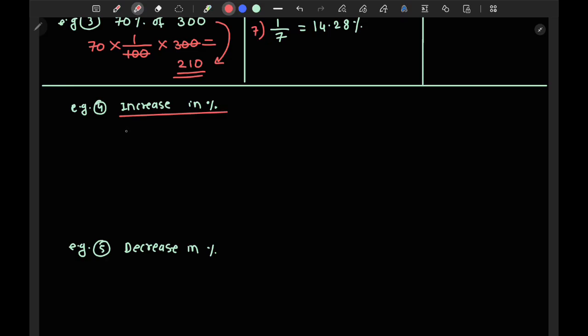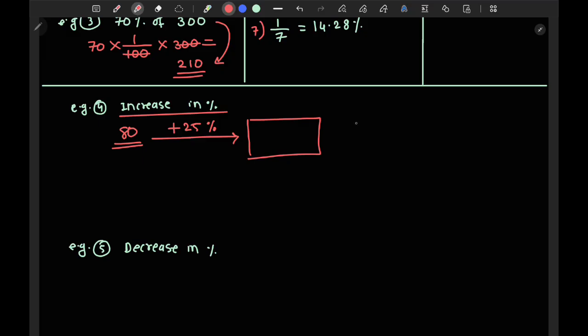For example, the price of an item is 80 rupees, and that price is increased by, let's say, 25 percentage. Then what is the new price that you have to calculate? Now how to calculate, right? Here what we are saying, the price was 80, then the price increased by 25 percentage. What is the new price?